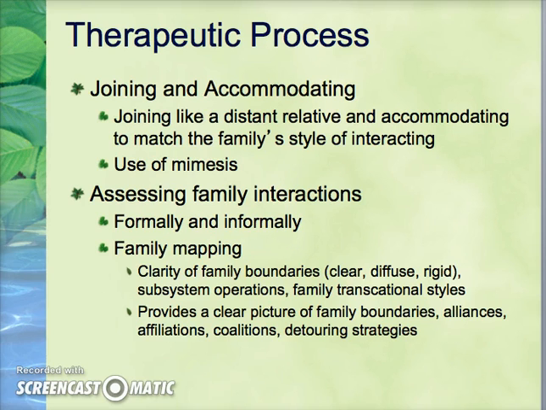What does your process look like? Your process begins with joining and accommodating. You join like a distant relative, and you accommodate, you shift to match the family style of interaction. Mimesis is when you are joined so tightly that your affect, your language, your tone, all of these mirror the family's and indicate that you're part of that system, right? Then the therapist assesses family interactions, formally and informally. We do a lot of formal assessment in structural family therapy and a lot of informal. Family mapping allows you to define the clarity of boundaries, provide a clear picture of boundaries, alliances, all those central constructs we looked at before.